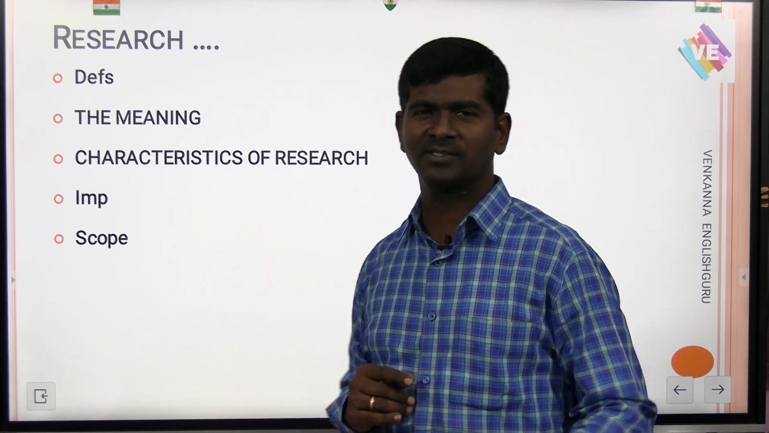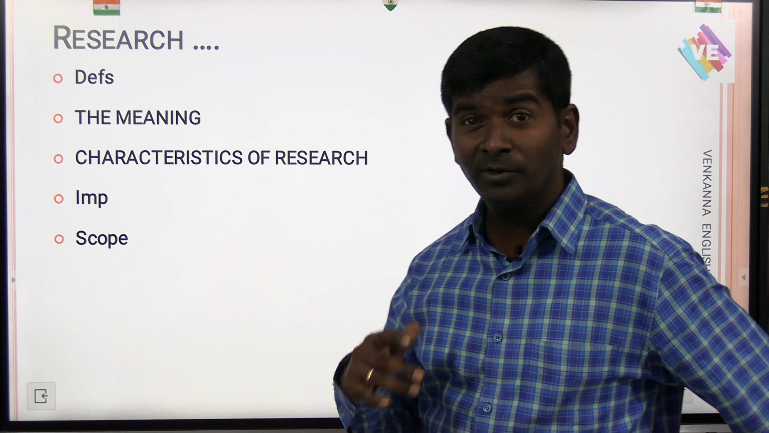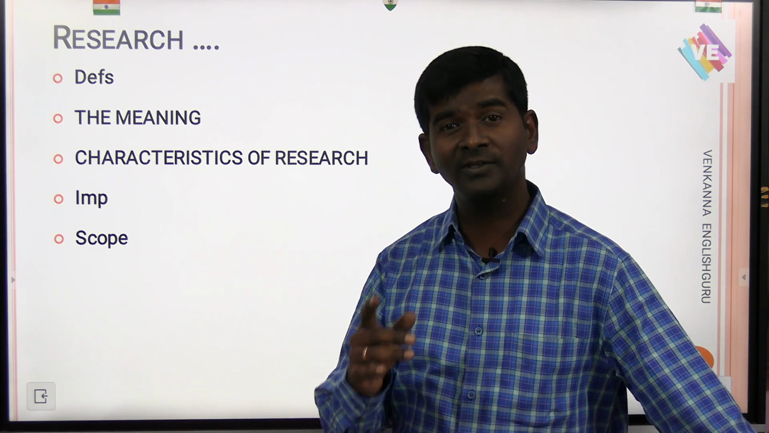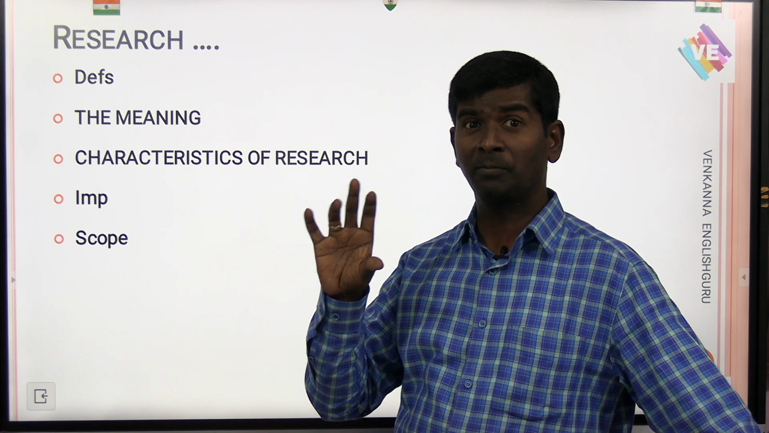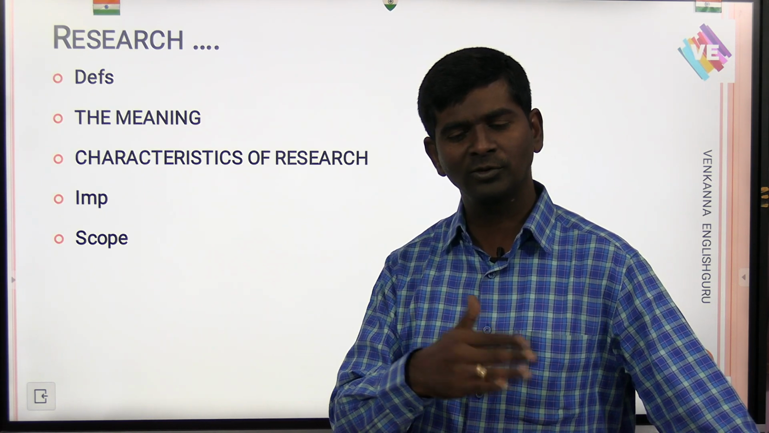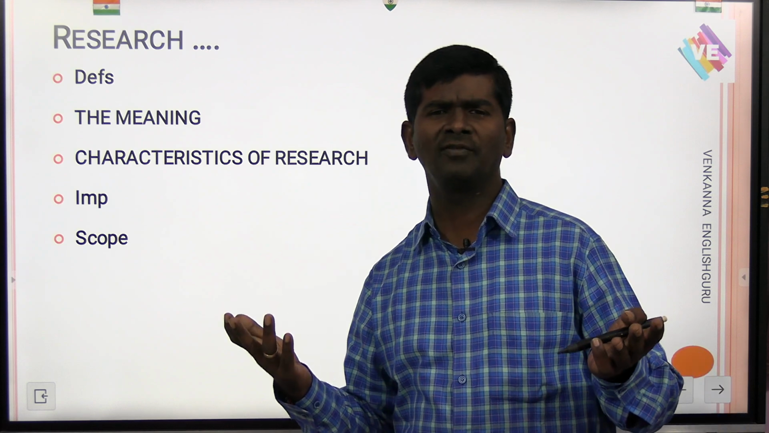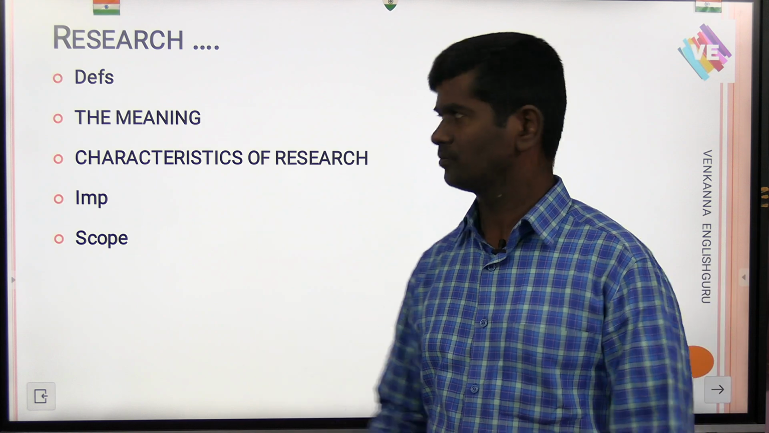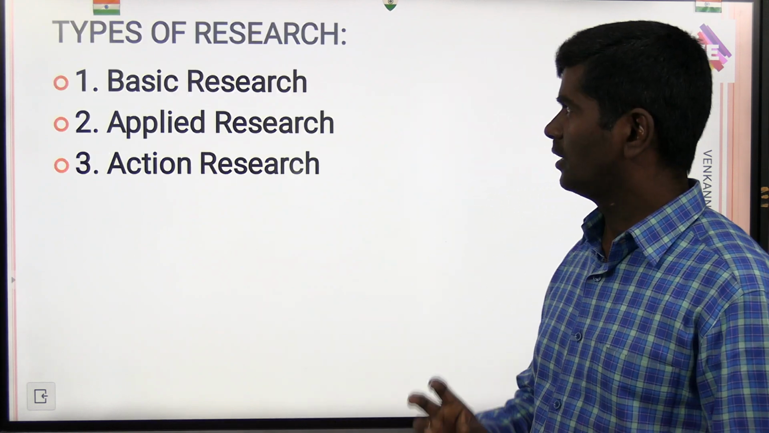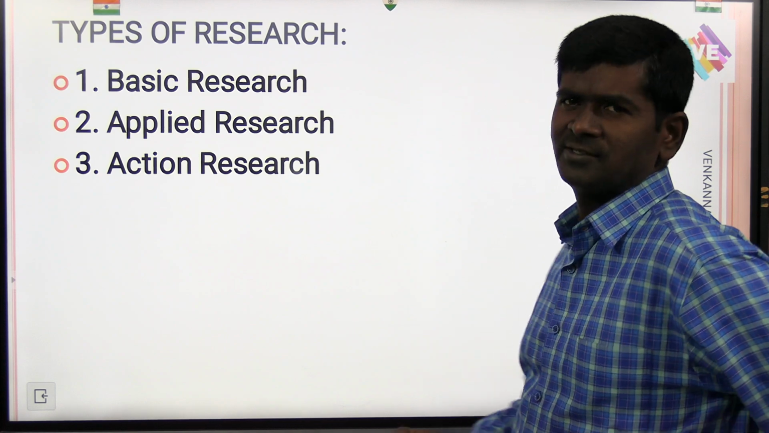Next, characteristics of good researcher. And next, what is the importance of research? Importance of research to you, to the society, to the field of study. In particular, if you come under social sciences or arts or science background, so what kind of importance which you are able to identify, what could be the scope. So the basics and types of research: basic research, applied research, action research.